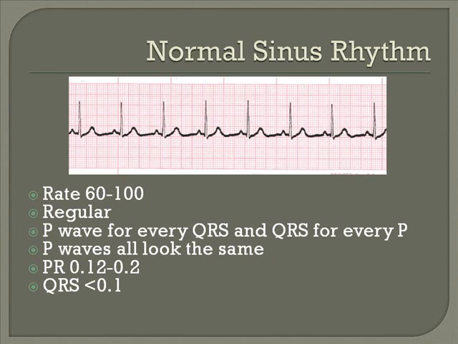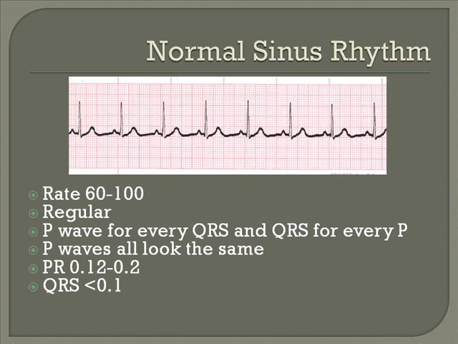This is what is known as normal sinus rhythm. It's called normal because this is a sign that the electrical activity within the heart is functioning normally. It has a rate of 60 to 100 beats per minute. It is regular. There is a P wave for every QRS and a QRS for every P, and the P waves all look the same. Our length of PR interval is 0.12 to 0.20 seconds, and our QRS is less than 0.1 seconds.